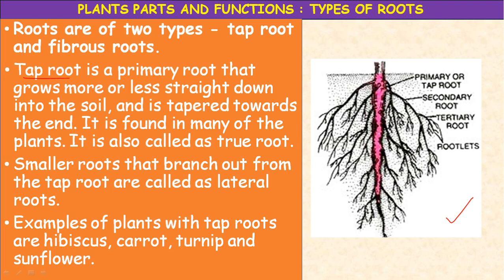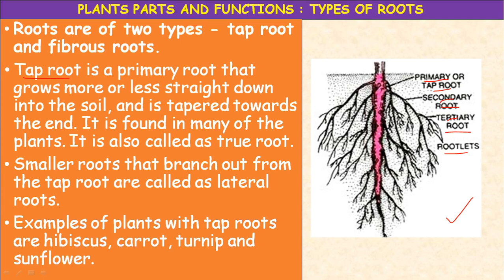It is also called a true root. It possesses a primary root or taproot, and secondary roots and tertiary roots. Okay, they are called rootlets or root hairs. Smaller roots are branched out from the taproot. They are called lateral roots. That is, secondary roots and tertiary roots are called lateral roots.